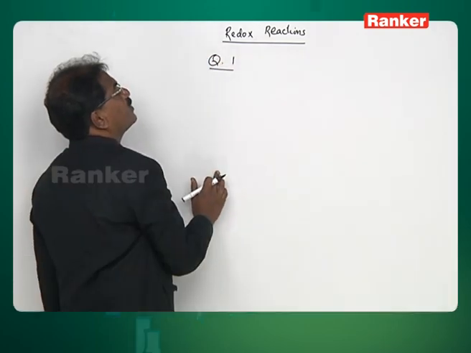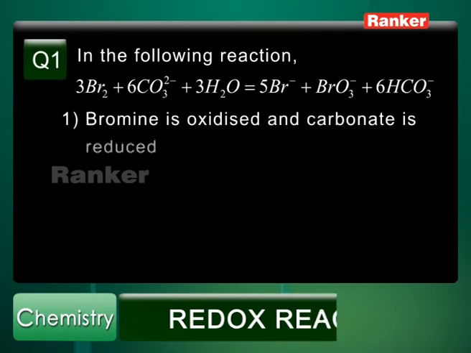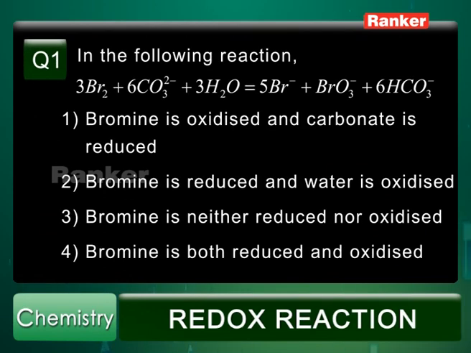I will start the redox reactions question answer discussions. Question number 1. In the following reaction, 3Br2 plus CO3 2 minus plus H2O gives 5Br minus plus BrO3 minus plus HCO3 minus. Now we have to identify the correct option for this reaction.